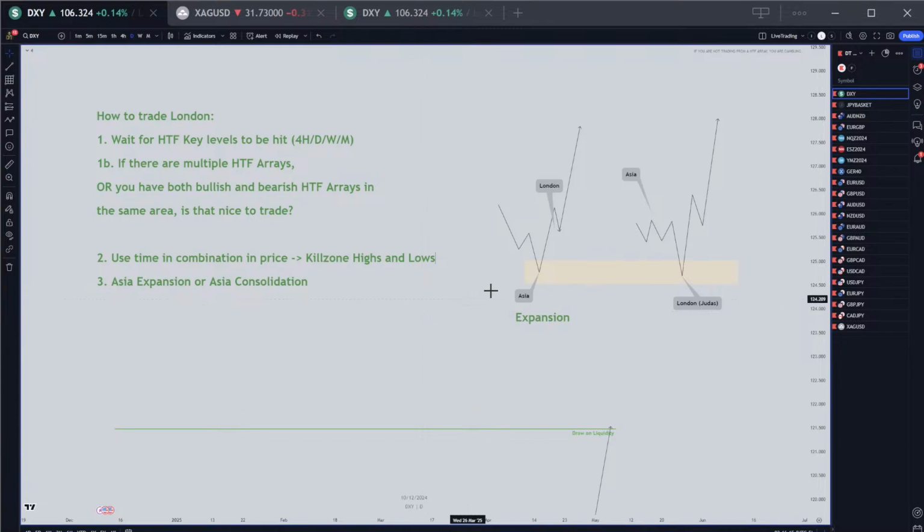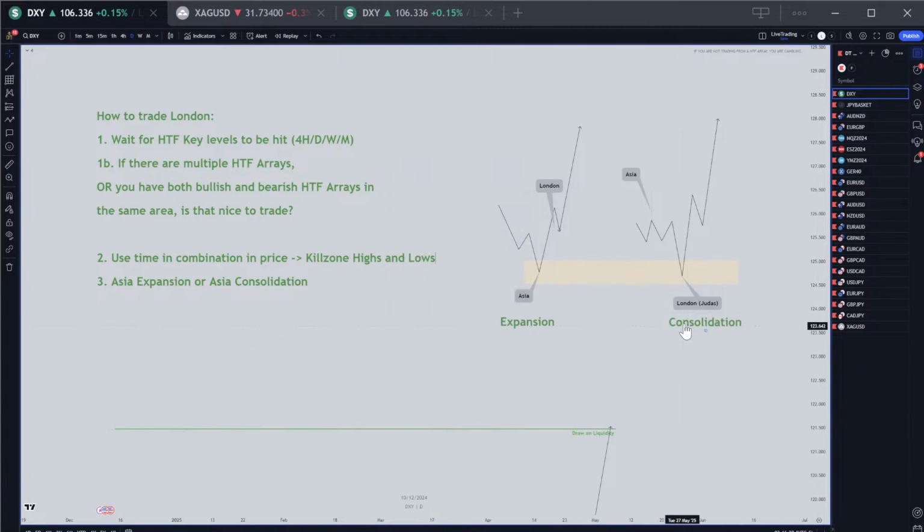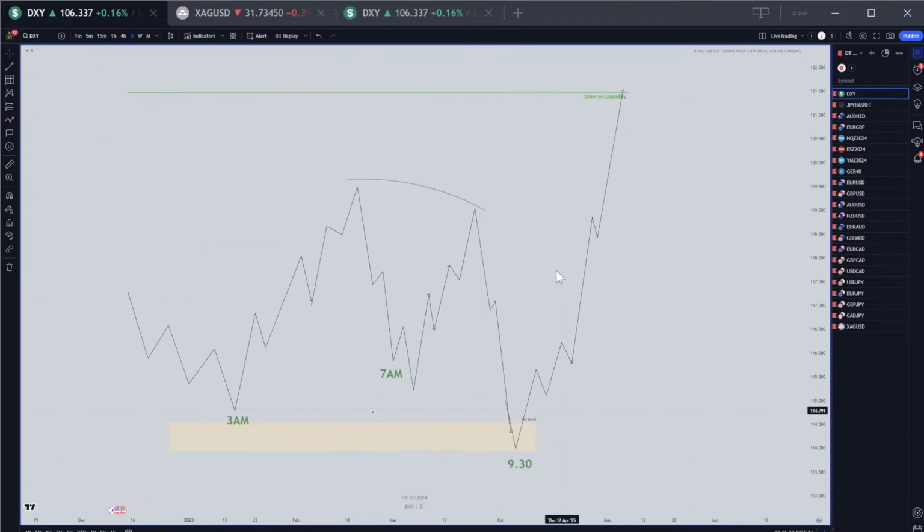So if you don't like the Asia expansion, I in general don't like Asia lows. So I mostly just trade Asia consolidation. It's easier. And then you go from there. So get a framework here.